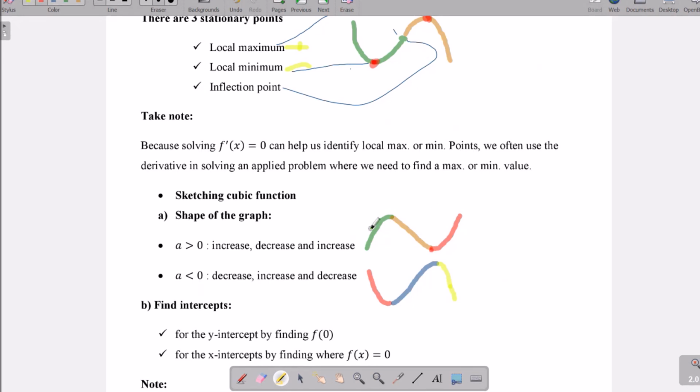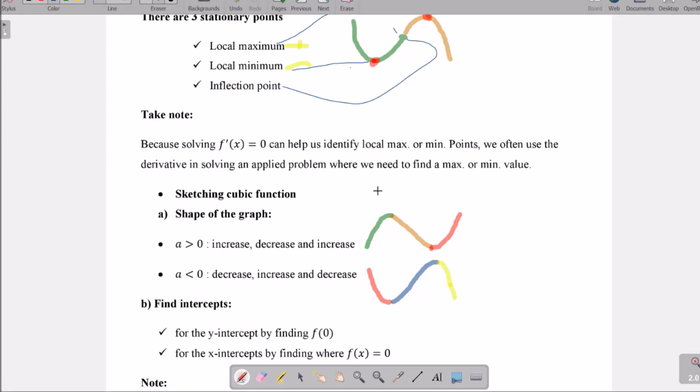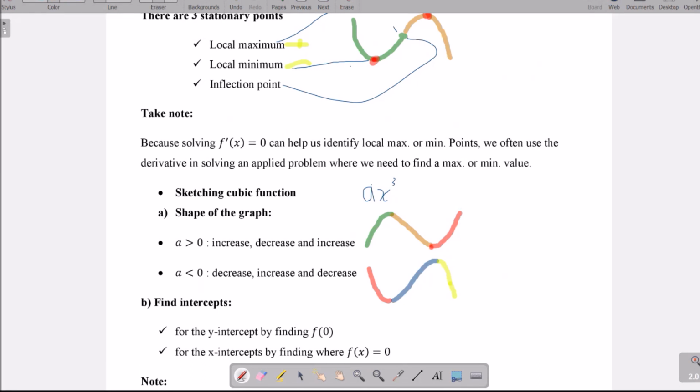The graph increases and then decreases and then increases. It means the value of a now is positive. The coefficient of x to the power of 3 is a positive number. So here is supposed to be a. If there's nothing, it is 1. So here is a positive number.